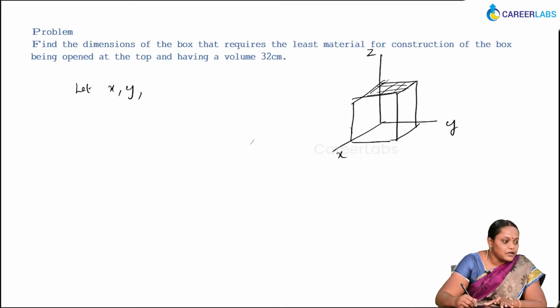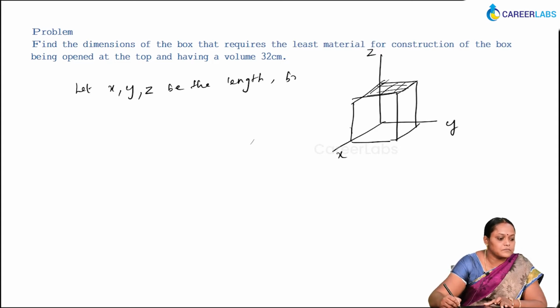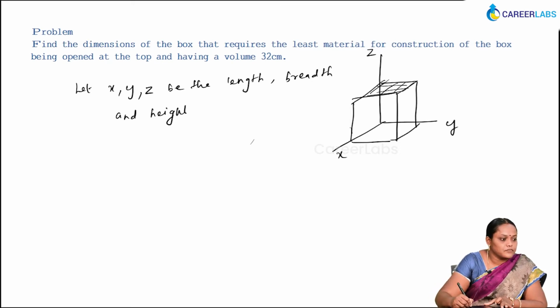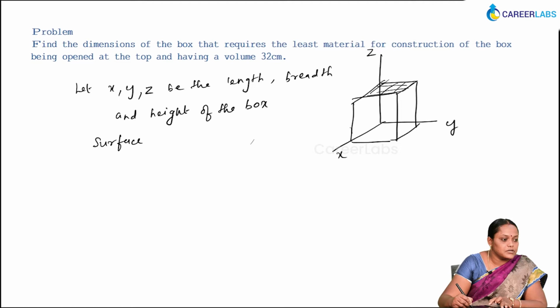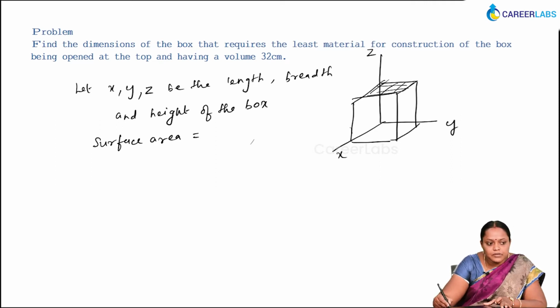Let us first define. Let x, y and z be the length, breadth and height of the box. We are going to consider x as the length of the box, y as the breadth of the box and z as the height of the box. So what will be the surface area now? Since it is open at the top, the surface area of the box will be equivalent to: only one xy plane is there. At the top it is also an xy plane, but it is open, so only one xy plane will be there.